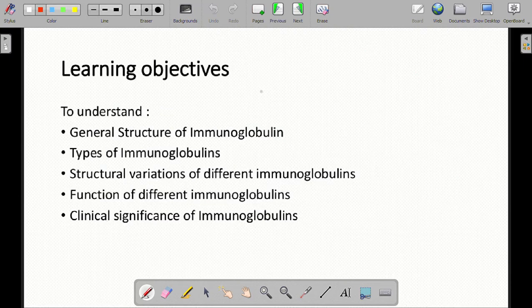Now, what are the learning objectives? Here we need to understand the general structure of the immunoglobulin, what the types of immunoglobulins are, what the structural variations are which occur in different immunoglobulins, and what the functions of the different immunoglobulins are, as we have already discussed, and we will also revise it again. And what is the clinical significance of the immunoglobulins. So these are the learning objectives of this lecture.